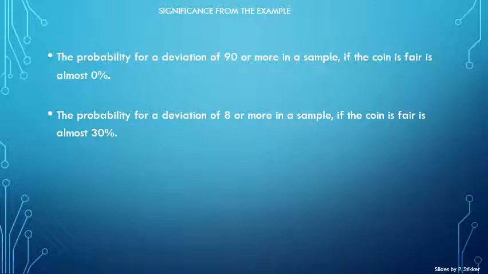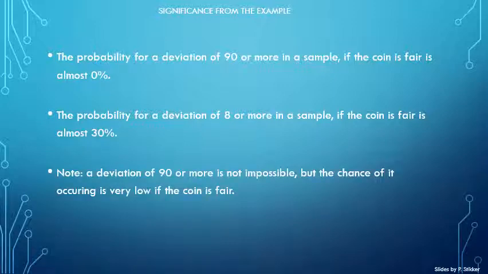The probability for a deviation of 8 or more in a sample, if that coin is fair, is a lot higher, it is 30%. So note that a deviation of 90 or more is not impossible. It will never actually be 0%. There is a very, very, very small chance that that coin is still actually fair and still has a deviation of 90 or more.